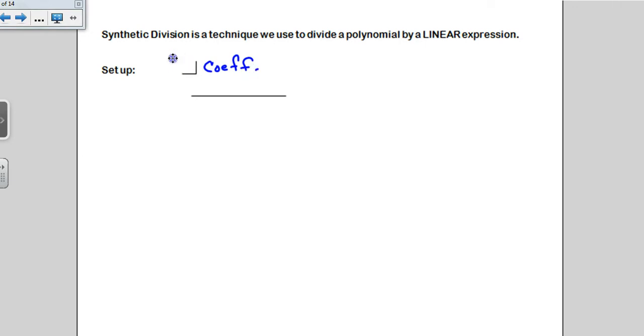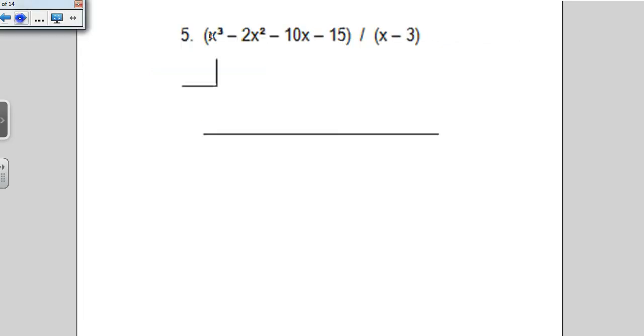And then inside this box, you're going to write the solution to the divisor. And I'll show you what that means in just 1 second. So, right in this little box, we're going to write the solution to the divisor. Well, this guy right here is the divisor. So his solution would be if x equals 3. Meaning if I took x minus 3 and set it equal to 0, his solution would be positive 3. So that's what we write out in the little box.